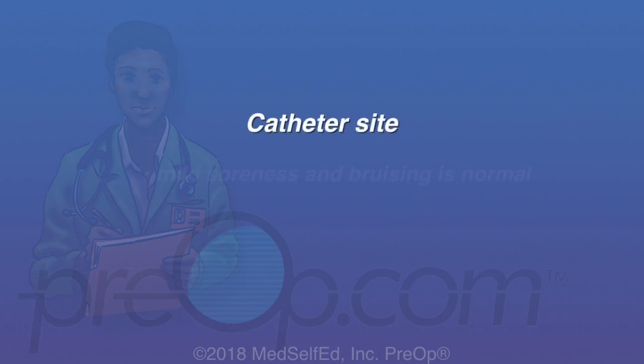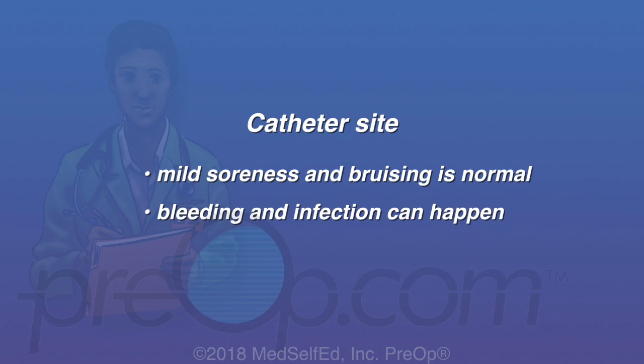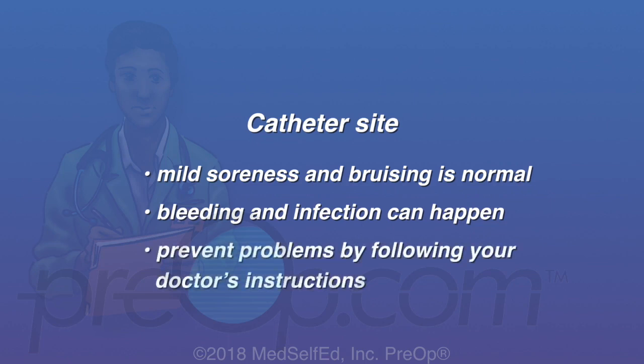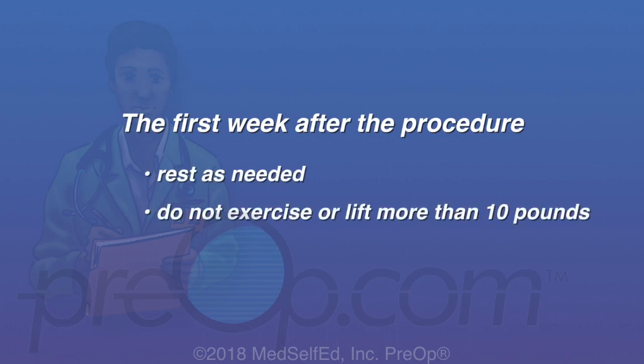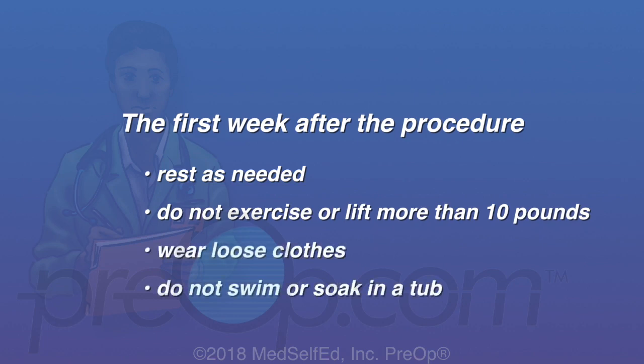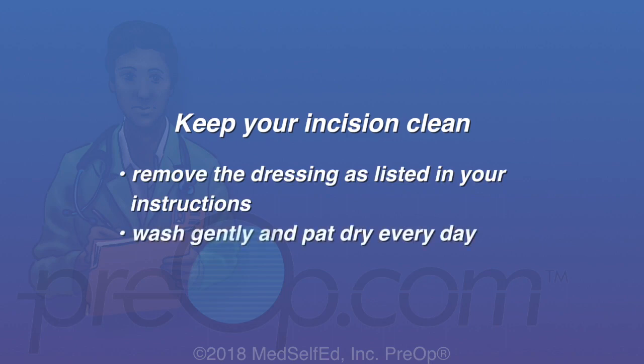At the catheter site, mild soreness and bruising is normal. Rarely, bleeding or infection can happen. Help prevent problems by following your doctor's instructions carefully. The first week after the procedure, rest as needed. Do not exercise or lift anything more than 10 pounds. Wear loose clothes and do not swim or soak in a tub. Keep your incision clean. Remove the dressing as listed in your instructions. Wash gently and pat dry every day, and do not rub the incision.